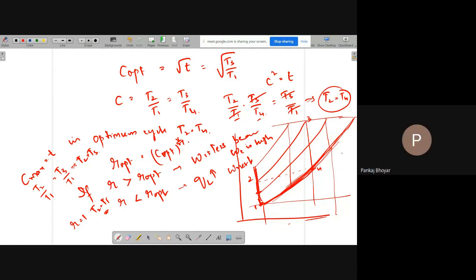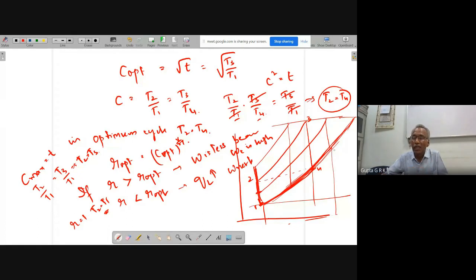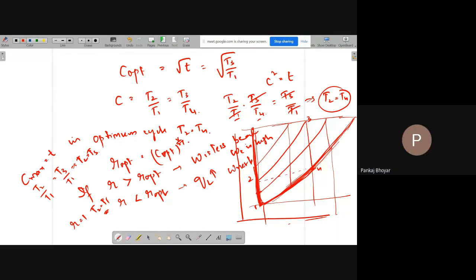Yes, sir. So the other extreme where this T2 becomes equal to T3 means the compression is up to here like this. And there will be expansion, compression, expansion, like no heat addition, no heat rejection. This is the other extreme for the cycle where the network is 0. Is it clear? Yes, sir. Okay, so that is this.